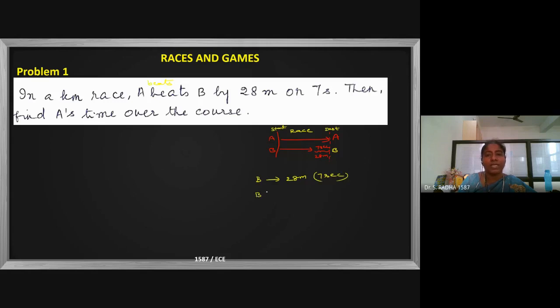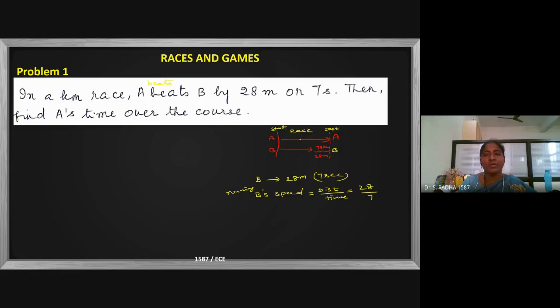So if we calculate the running speed of B, speed is always distance by time. Distance is 28 meters, time is 7 seconds. This is the speed of B. Now, how much time will B take to complete the race?